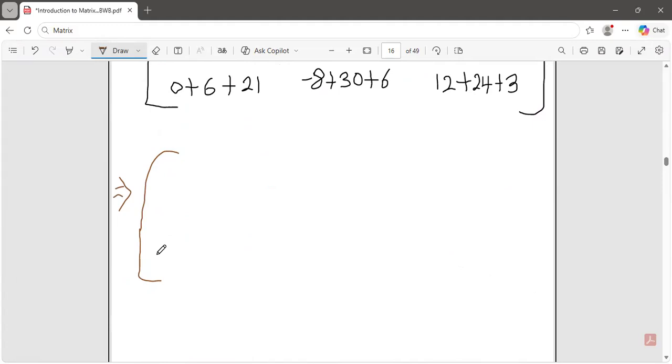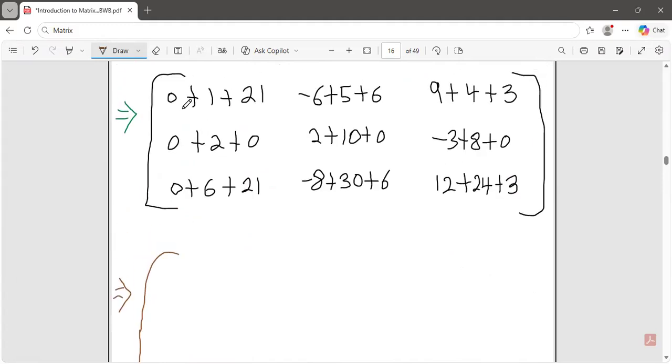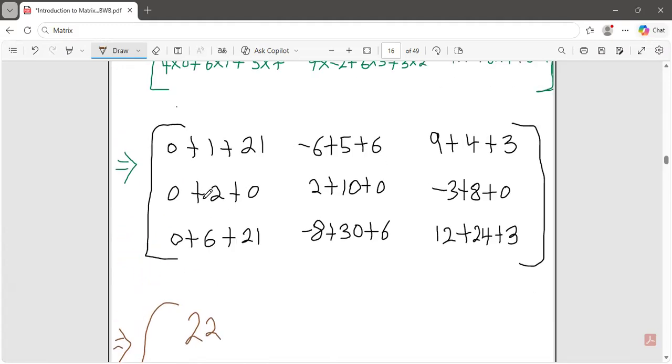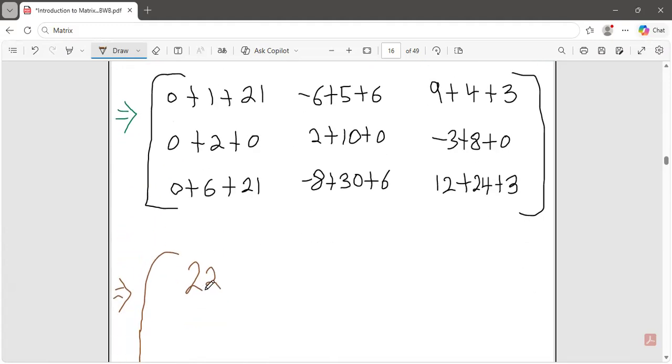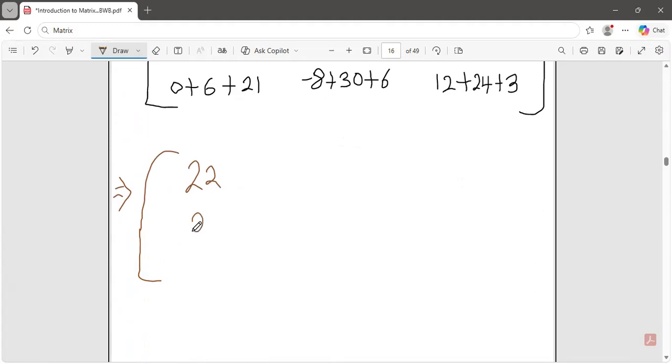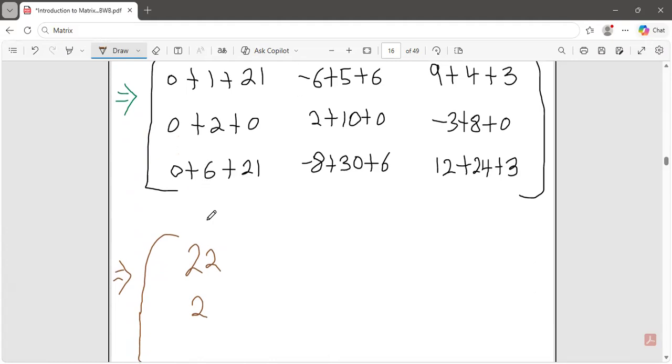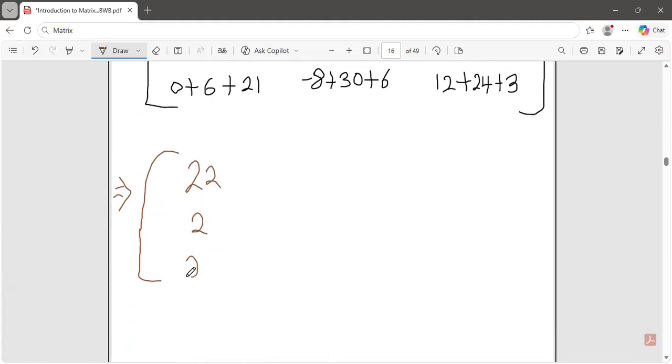We are almost coming to an end. And from here, we can just say that 0 plus 1 plus 21. Look at 21 plus 1, just going to give us what? 22. So here would have been just 22. You see. 0 plus 2 plus 2 is just still going to be what? 2. Yes. And then 21 plus 6 is going to give us 27.